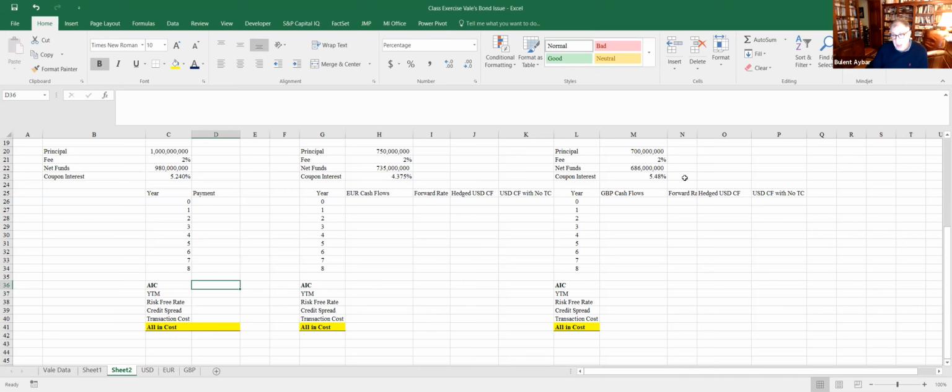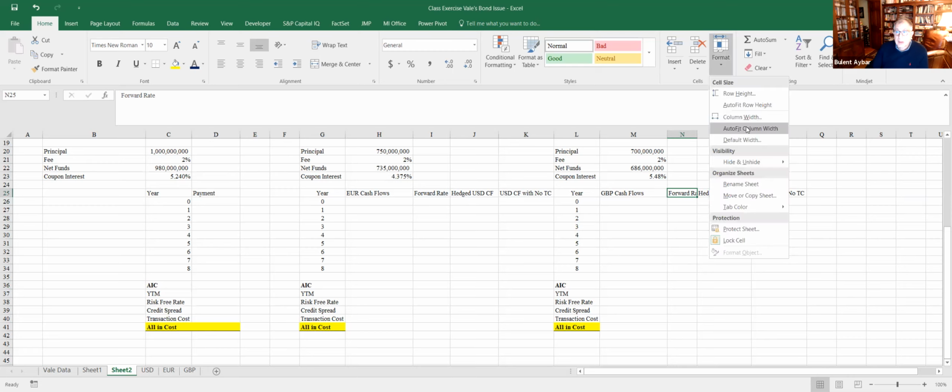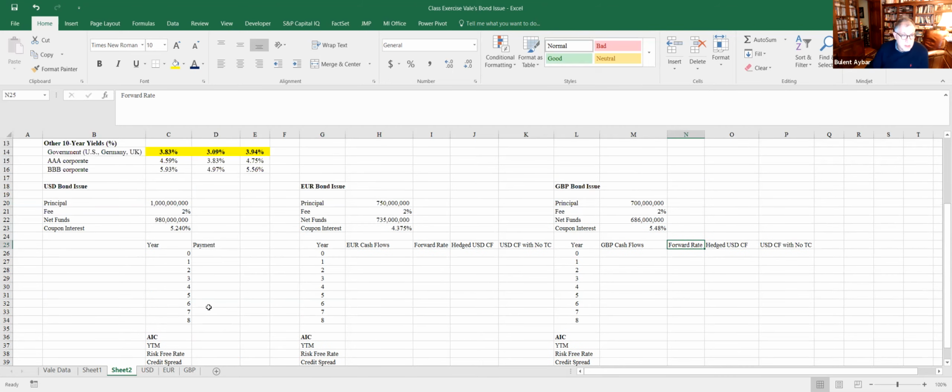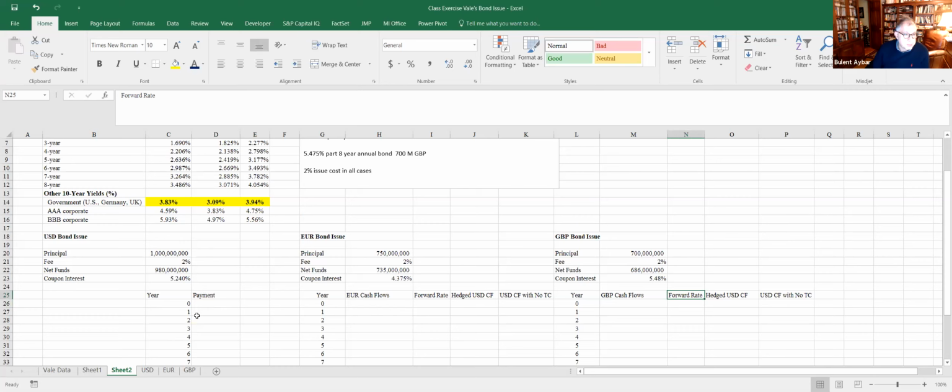We will do the same thing for pound cash flows, and incorporating the forward rates, we are going to calculate the all-in cost for the pound bond issue. So let's start with the US dollar bond.